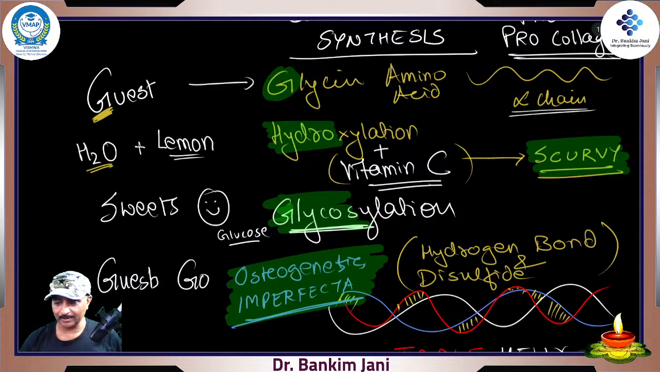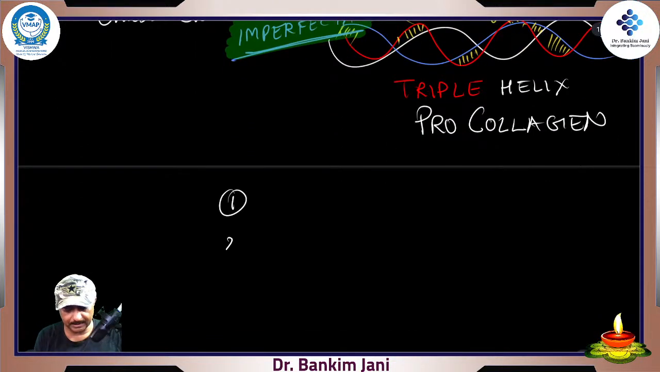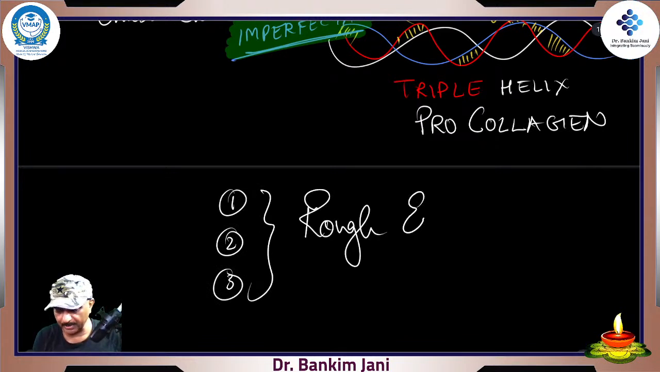Let's add one more thing. At cellular level, these three steps occur in the endoplasmic reticulum, right? That is the rough, in fact, it is rough, right? There are two types, rough and smooth endoplasmic reticulum, right? So step one, step two, step three, they are in rough endoplasmic reticulum.